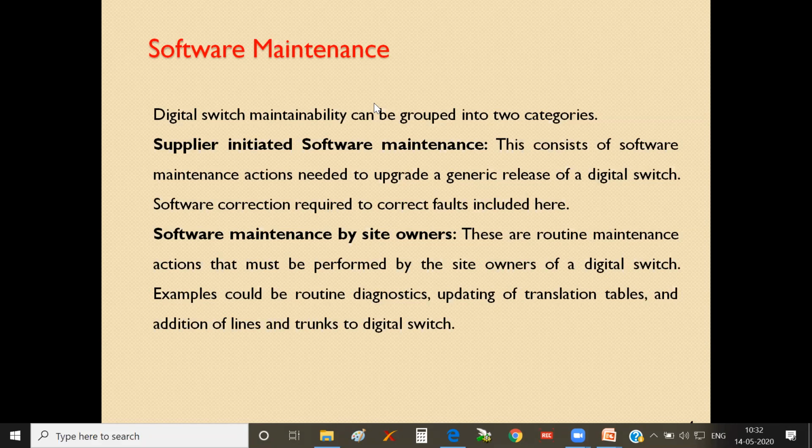This is what has been specified in the software maintenance concepts, how they are going to maintain the software in the central office. Digital switch maintainability can be grouped into two categories. One is this, and the other is by site owners.